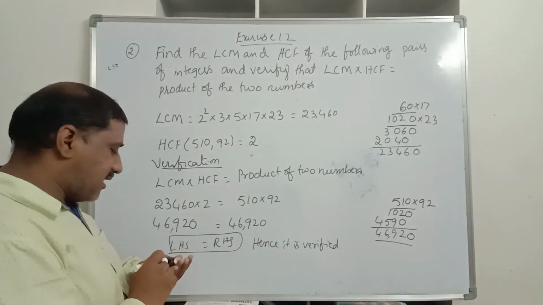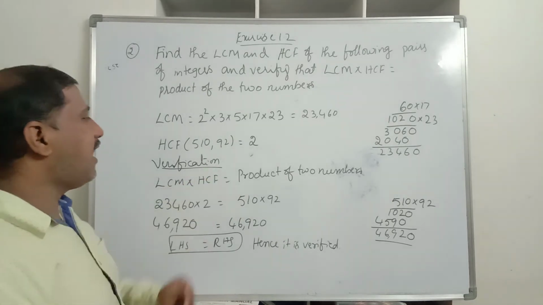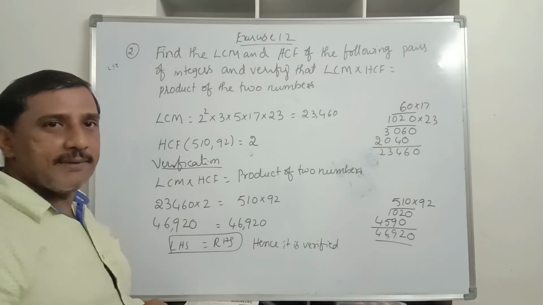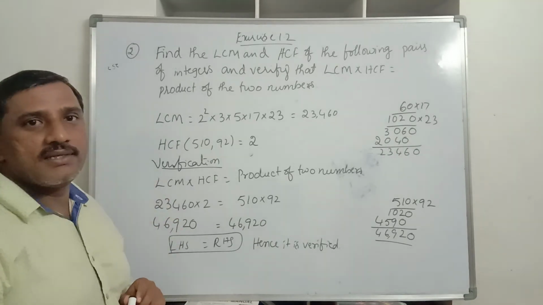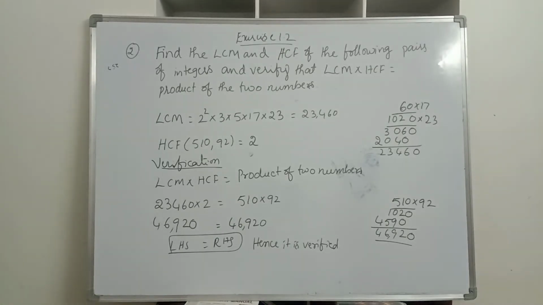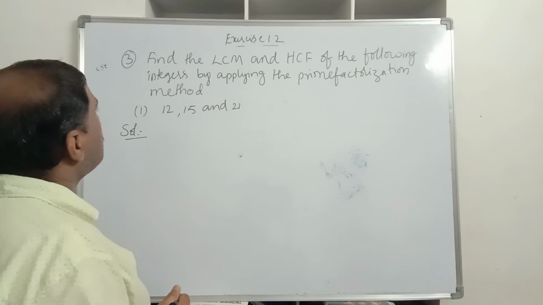Then we can verify the product of LCM and HCF of the given two numbers with the product of the two numbers. Is it clear, children? How to find the LCM and HCF? Now we will discuss exercise number 1.2, the third bit.